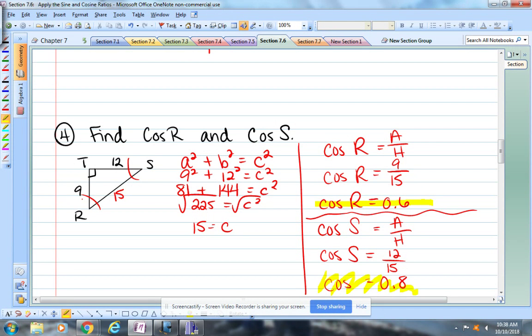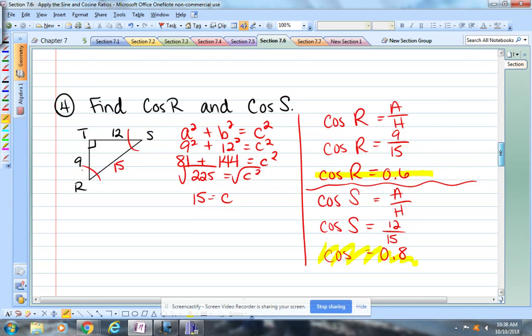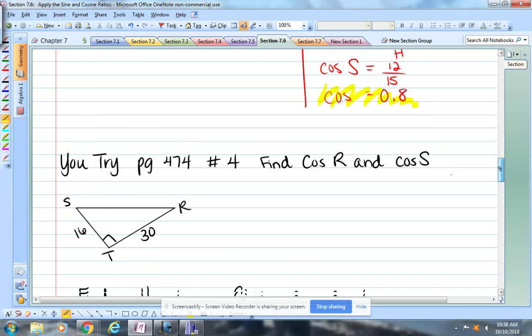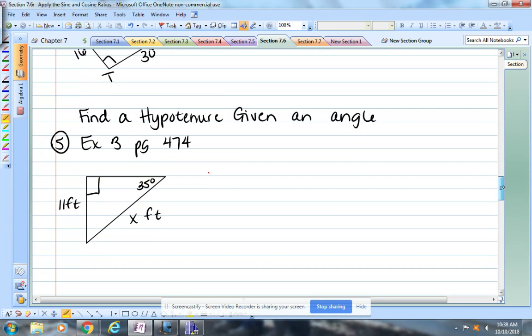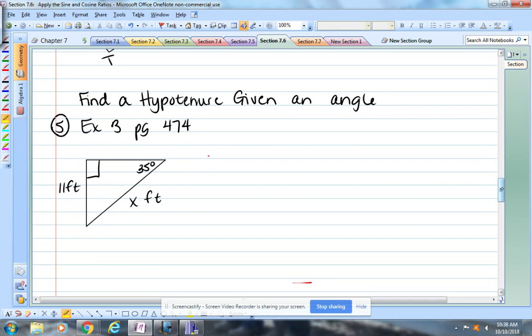All right. You think we could skip a U try? Y'all got cosine? All right. Now we get to actually find some missing legs like we did yesterday.